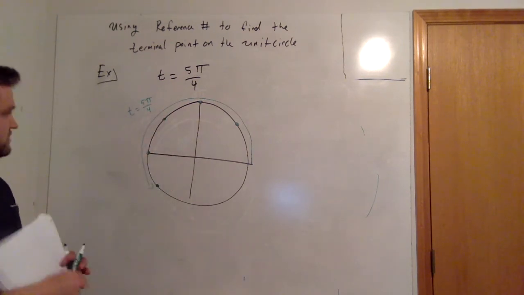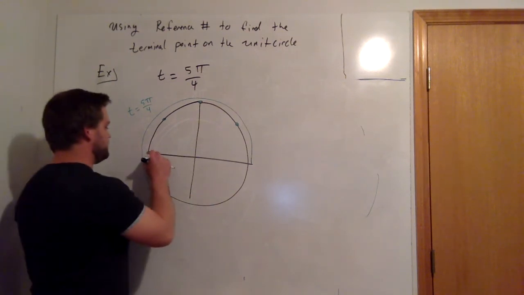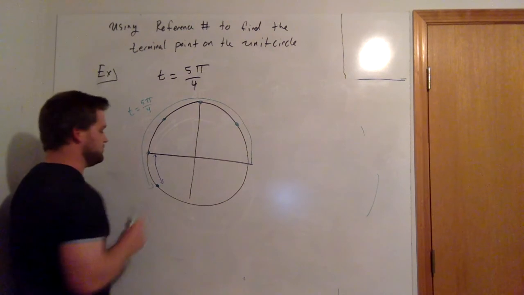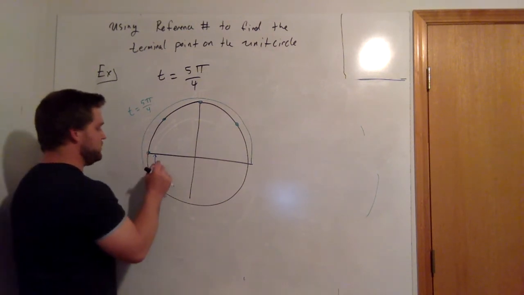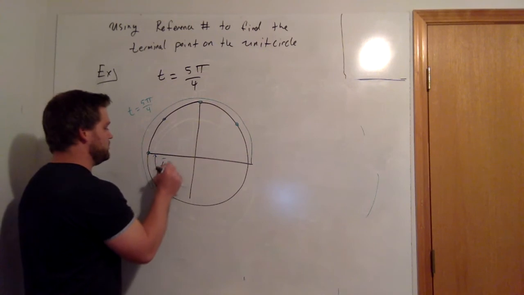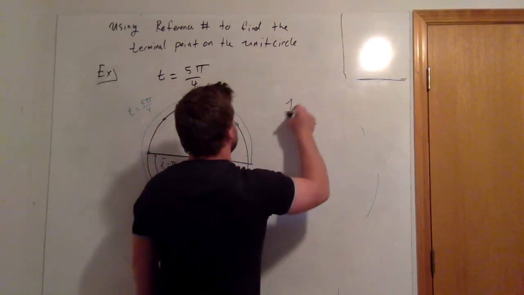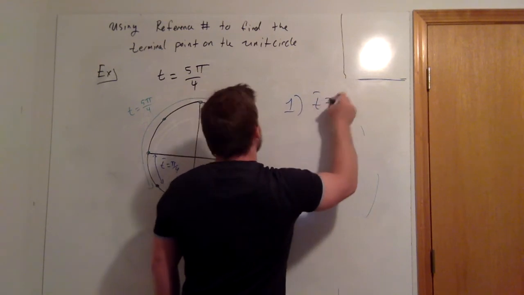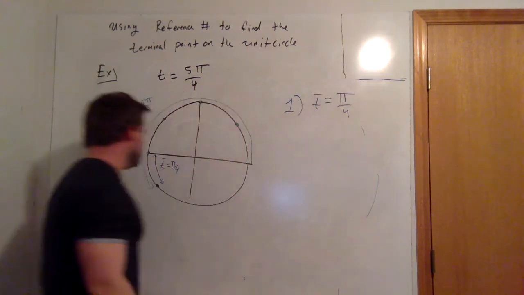So let's think about what our t bar would be here. It's the shortest distance to the x-axis, so that'll be this distance right here. Here I've just really moved 1 increment of pi over 4 if we're starting here. So our t bar will be pi over 4. That's our first step. We have that t bar is pi over 4.